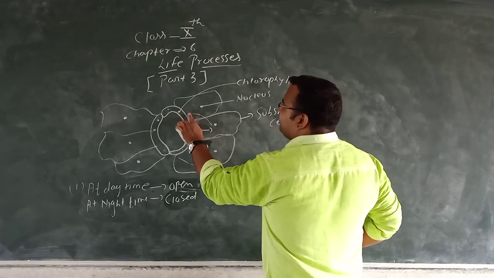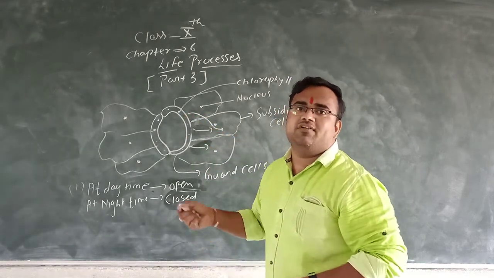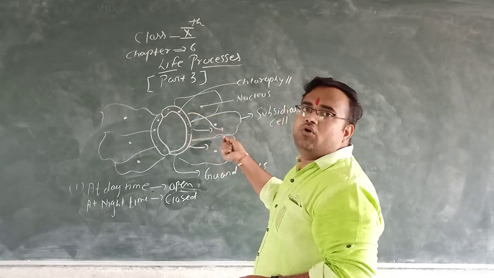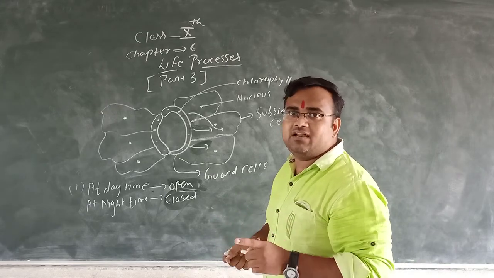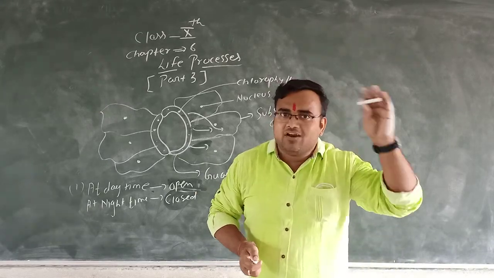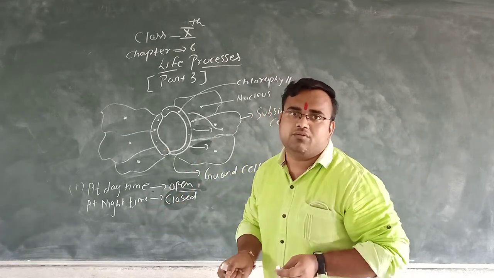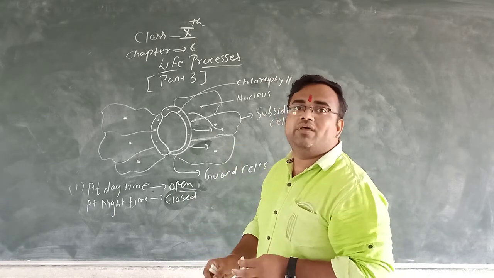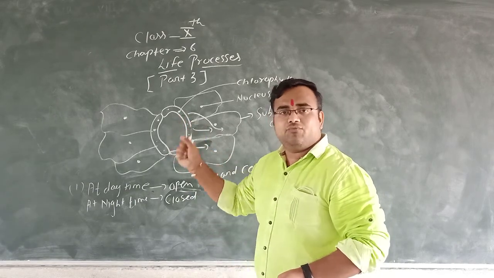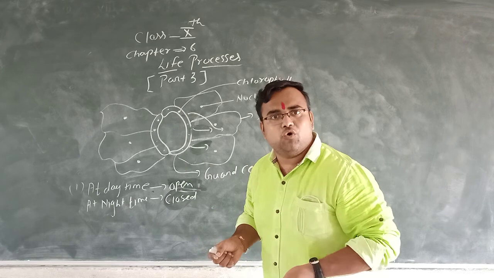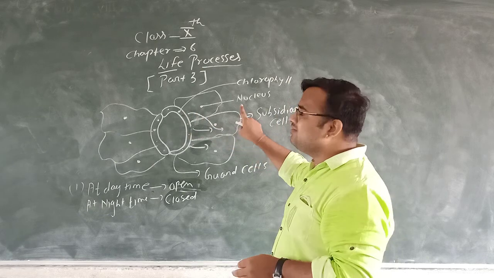At night time, if the water concentration is more at the guard cell, then the water will start to move from its higher concentration to lower concentration. You must have seen the process of osmosis in your 9th class: any solution moving from its higher concentration to lower concentration is known as osmosis. Same concept. At night time, since the stomata are closed, the water concentration in the guard cell is more, so it will move towards the subsidiary cell.